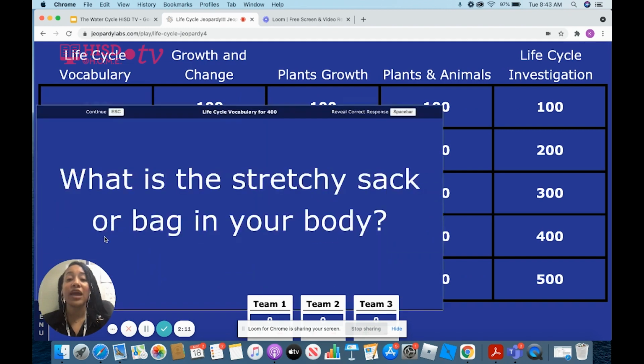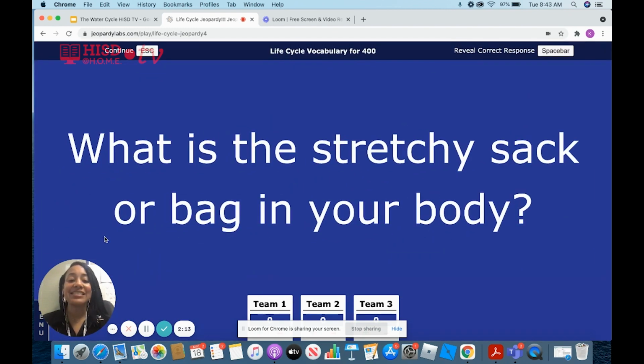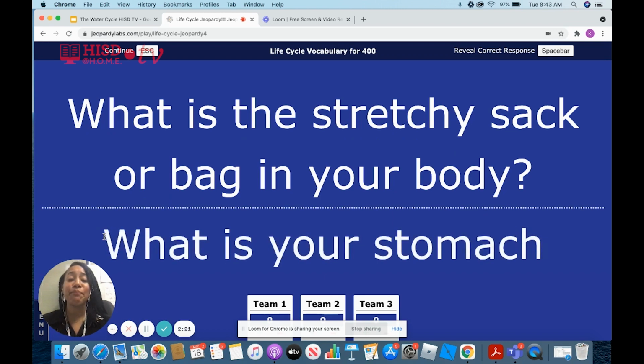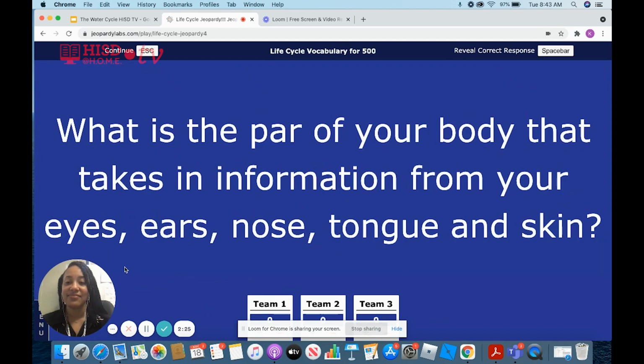Life cycle vocabulary for 400. What is the stretchy sac or bag in your body? Right, that bag is called your stomach. What is the part of your body that takes in information from your eyes, your ears, your nose, your tongue, and your skin?